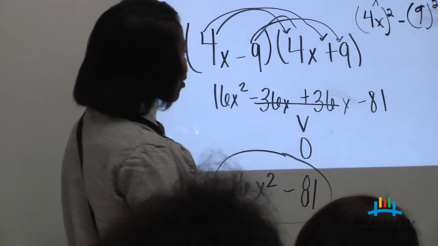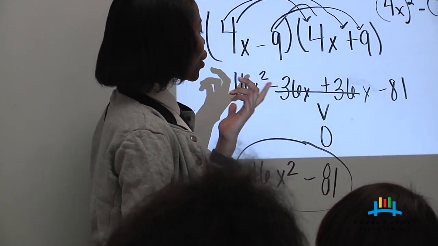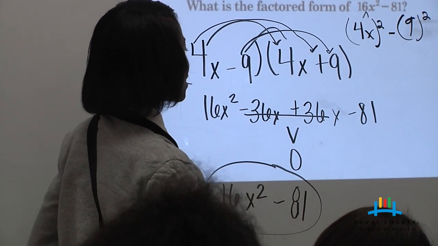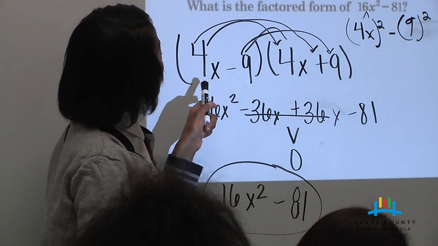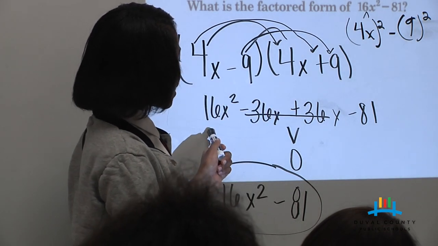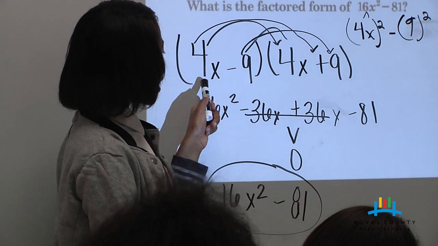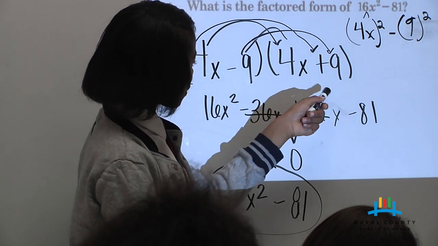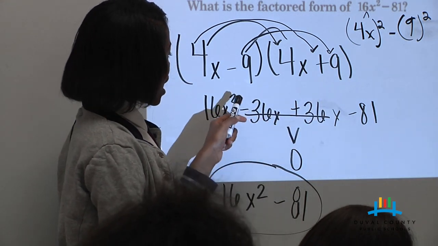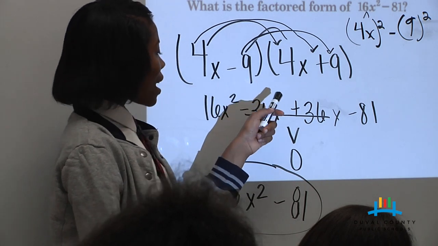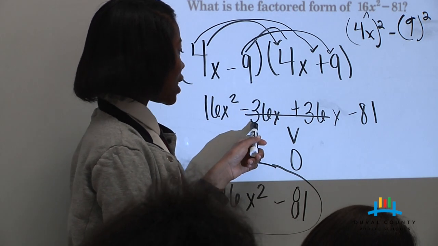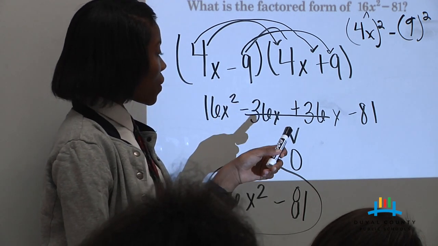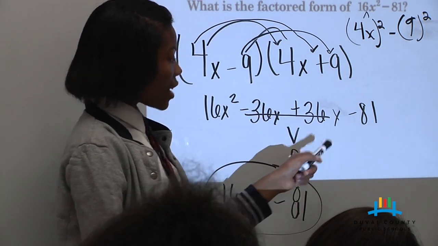Okay. So, since it's squared, you will multiply each term twice. So, 4x minus 9 and 4x plus 9. And when you distribute 4x to the 4x, you get 16x squared. And then when you multiply 4x times positive 9, you get positive 36x. And then when you do negative 9 times positive 4x, you get a negative 36x. And then when you do a negative 9 times a positive 9, you get negative 81.